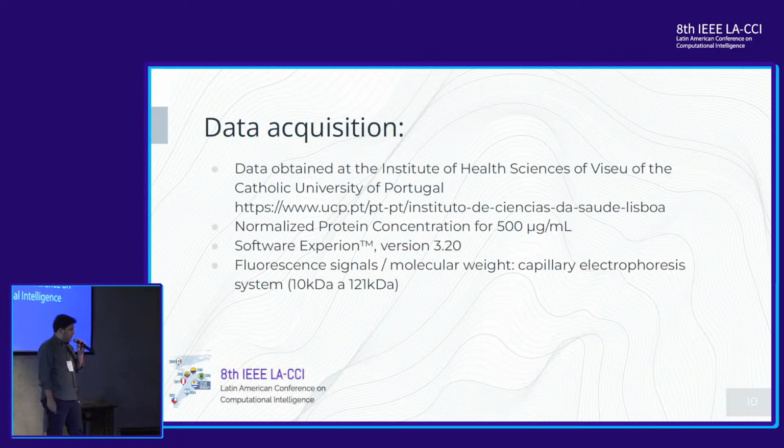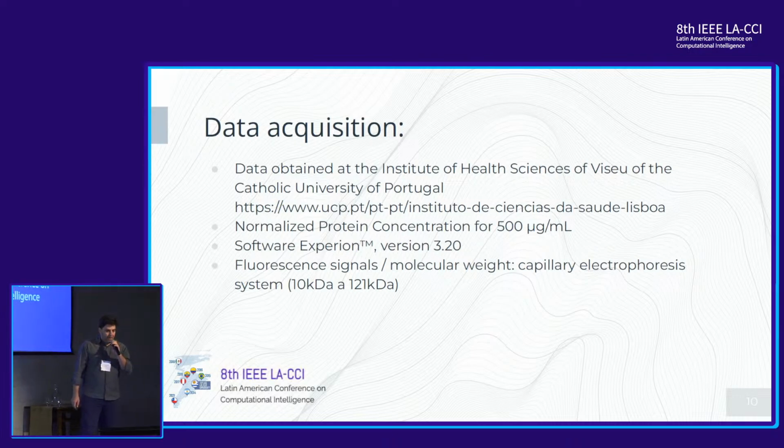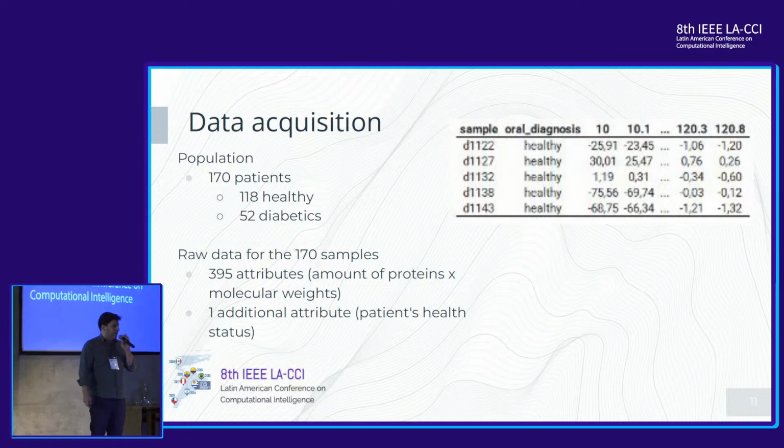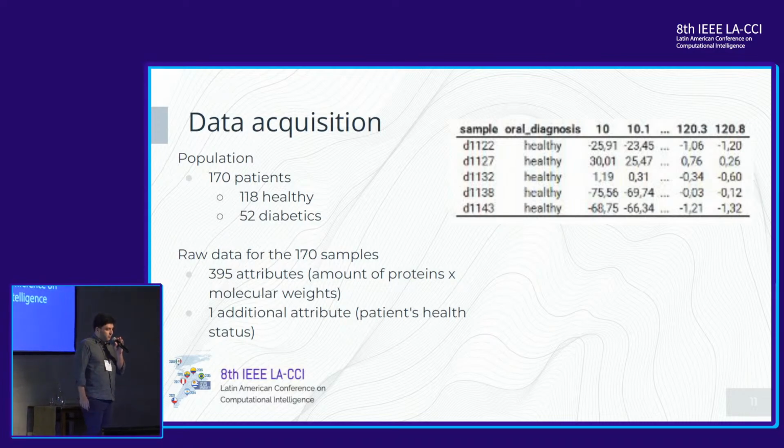Just to give more information about how we acquired the data. The data was acquired by people from the Catholic University of Portugal, Campus Viseu. Here you can see some of the information regarding the equipment and the concentration of proteins that they are using. And what we have is the weights. We have 359 values of protein molecular weights, ranging from 10 kilodaltons to 121 kilodaltons. For this study, we collected data from 170 patients, and we have 118 healthy people and 52 with diabetes.